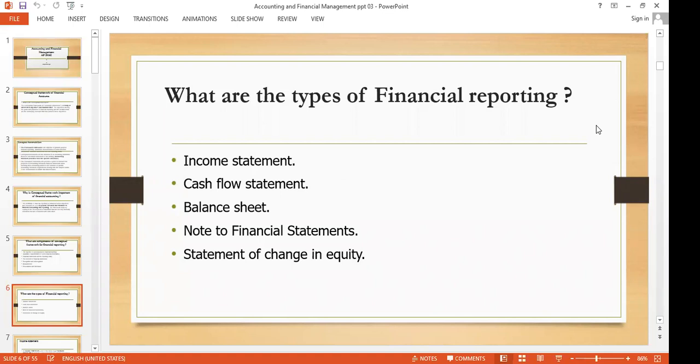Notes to financial statements. We use transactions in the financial statements, the account, income statement, cash flow and balance sheet. We disclose some amounts separately. Once we clarify what the amount is, we can get the note clarification of that transaction.